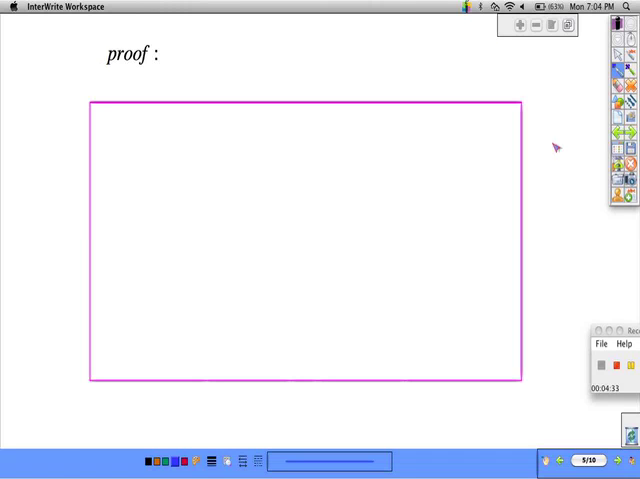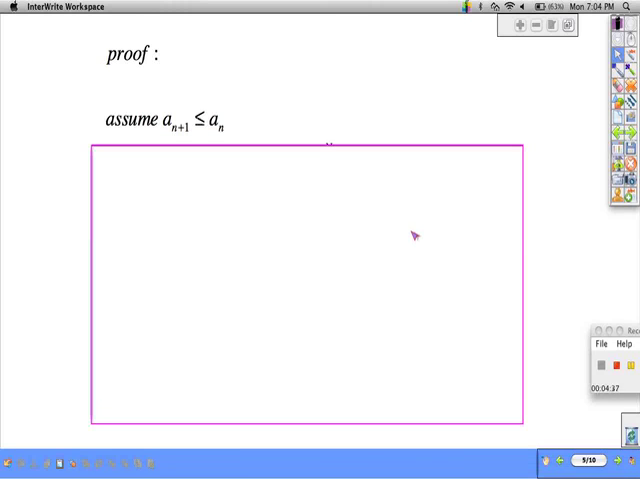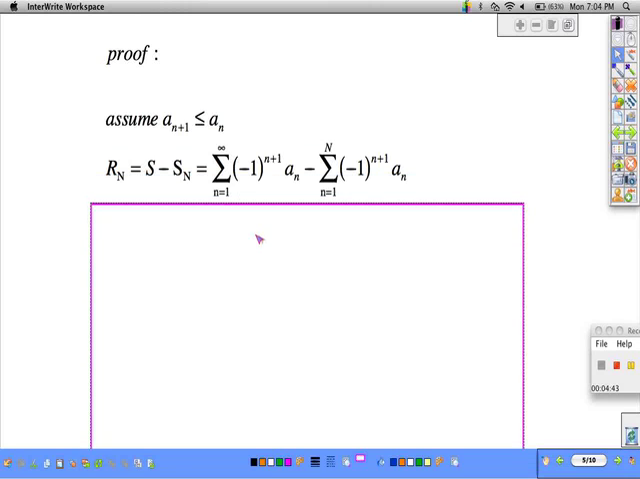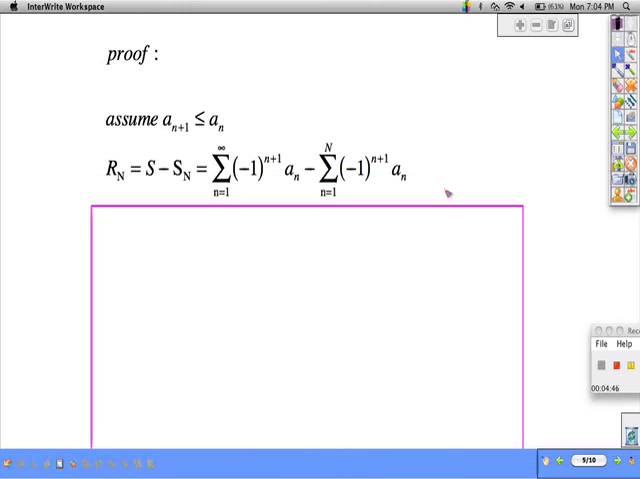And a quick proof of this, we're going to assume that our terms are decreasing, and then our remainder is given by the sum minus the nth partial sum. And that would be our alternating series rule minus the sum from 1 to n of the rule.